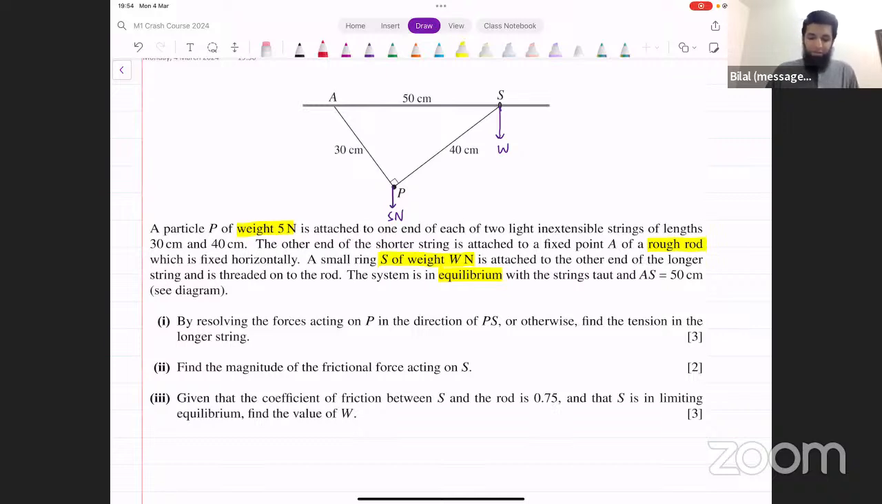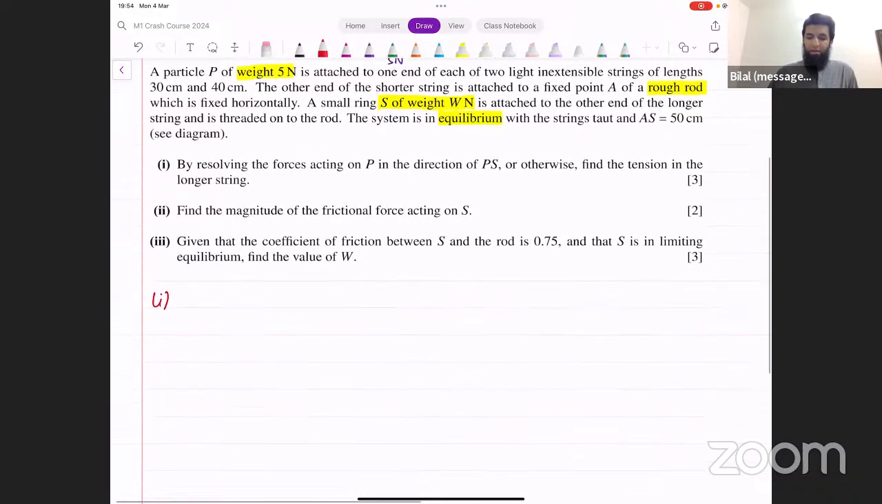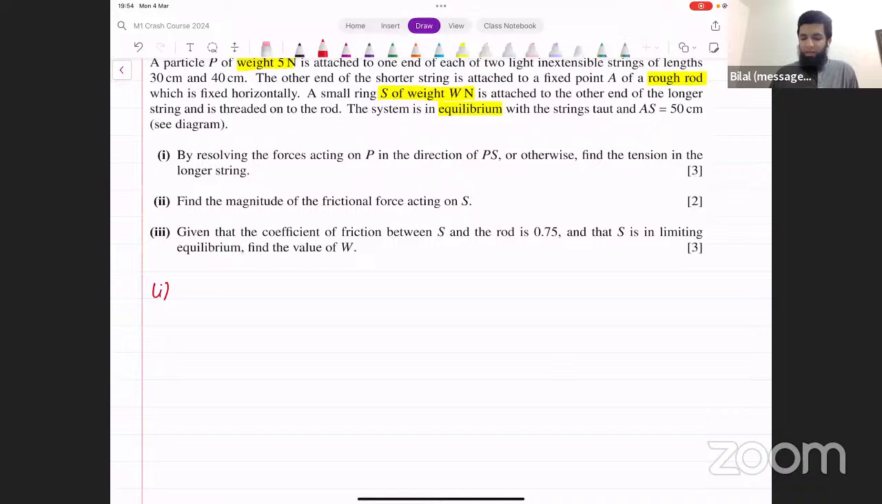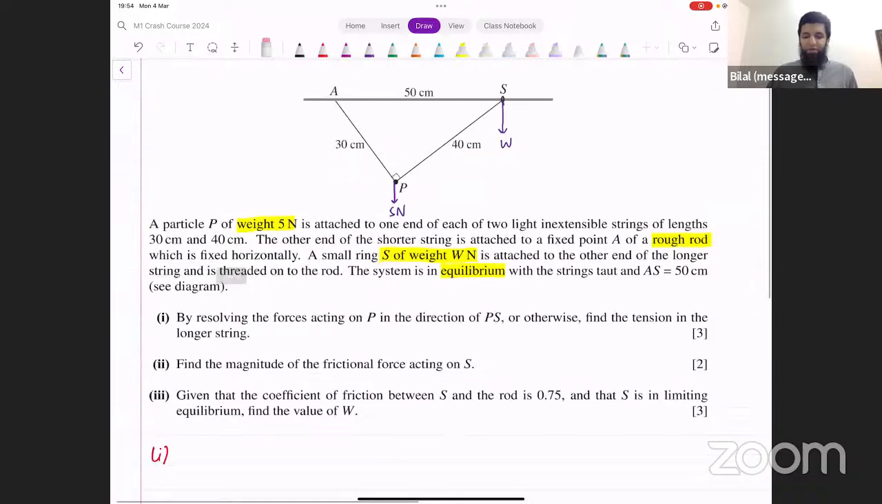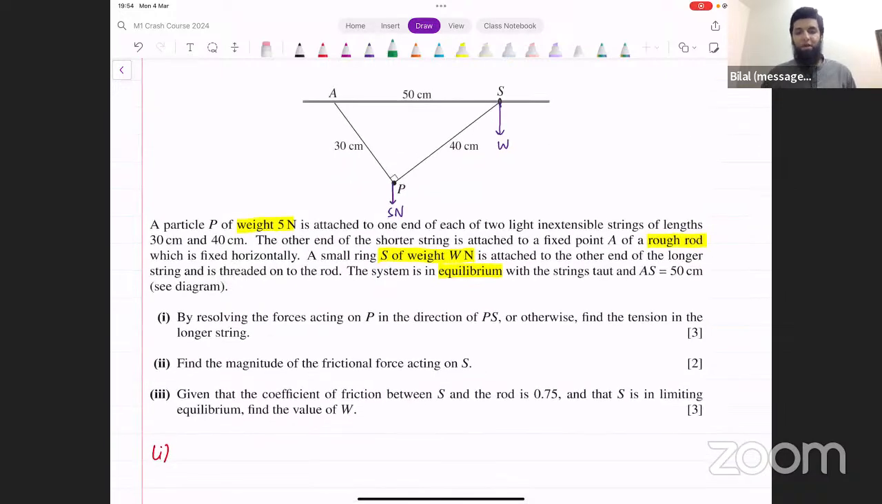Okay, now in the first part, it says, by resolving forces acting on P in the direction of PS or otherwise, find the tension in the longer string. Let's first represent the forces that we have. What are the forces acting here? We have 5 Newton, the weight of this object P.